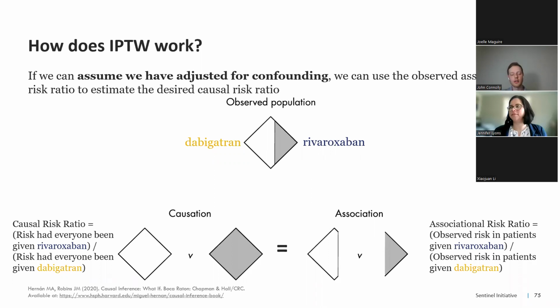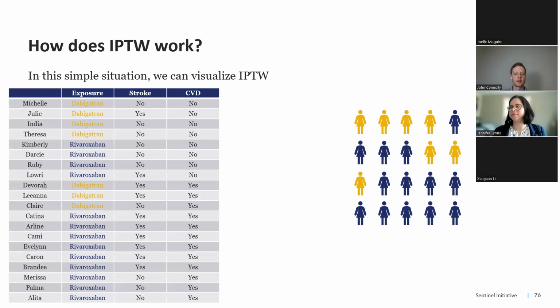And that is comparing the risk if everyone in the population had been given rivaroxaban, which of course only some of them were in real life, versus the risk in a hypothetical or counterfactual world where everyone had been given dabigatran instead. So you can see that involves a full population contrast. Again, we can't observe that causal contrast directly, but if we're willing to make this assumption about fully adjusting for confounding, then we can equate these two things.